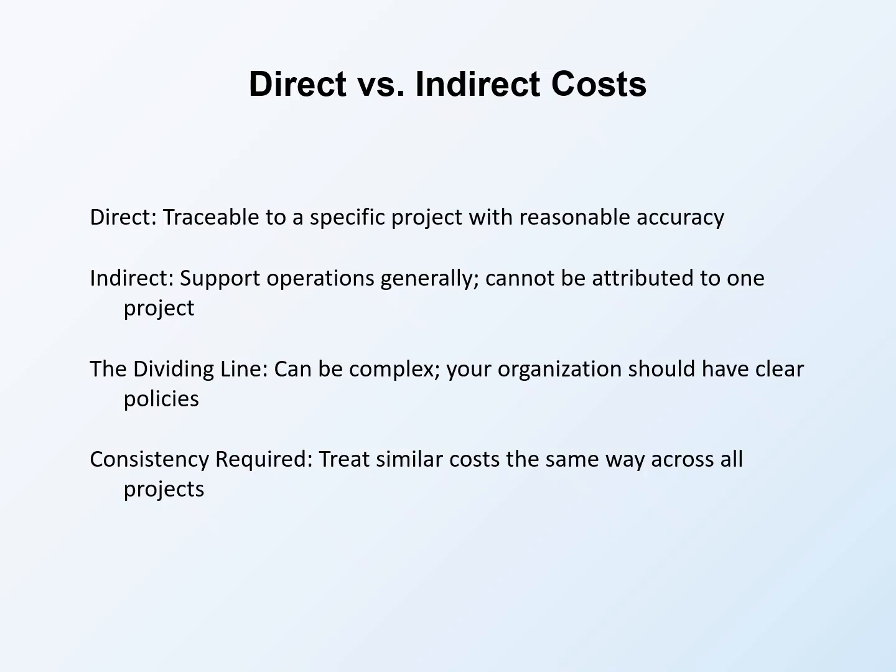Your organization should have clear policies establishing how different types of costs are categorized. These policies should be documented and applied consistently. Consistency is required across all projects and funding sources. You cannot classify similar costs as direct for one grant and indirect for another based on what is advantageous. Cost accounting standards require treating similar costs the same way across all activities. Inconsistency invites audit problems and suggests improper management.